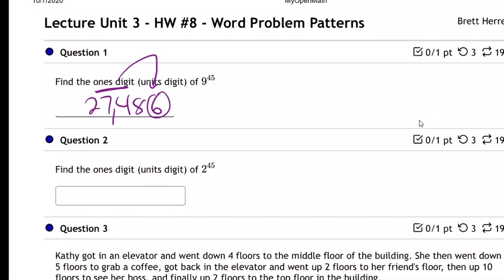Does that make sense? The number in the ones place, not the tens place or the hundreds place or thousands place, just the ones place. That's what they're talking about. So be clear on the question first off. They're saying, hey, 9 to the 45th power. Now, how do we do 9 to the 45th power?